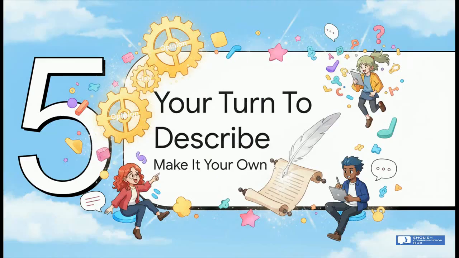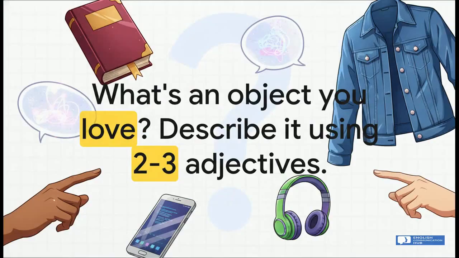So we've broken down the rule, and you've got the rule of 3. Now it's time for you to take this powerful little secret and make it your own. So, I'll leave you with a little challenge. Think about an object you really love. It could be a piece of clothing, a book, your phone, anything. How would you describe it? Using what you've just learned, pick 2 or 3 adjectives and put them in the correct order. Give it a shot. You might just be surprised at how much more natural your English sounds with this one simple trick.